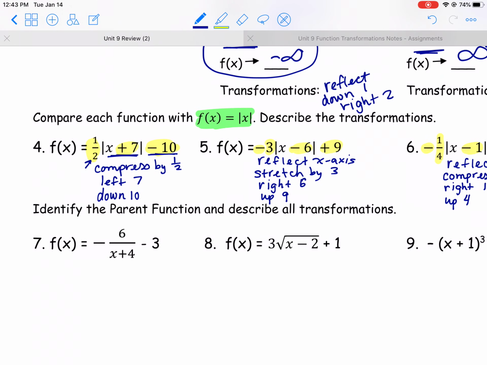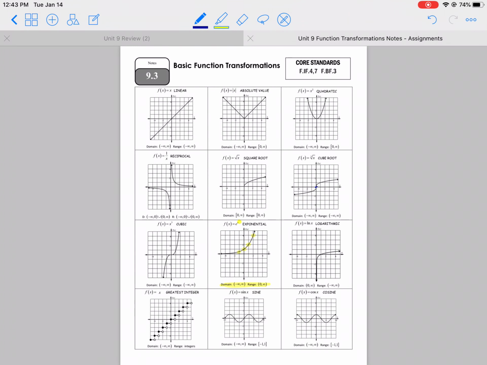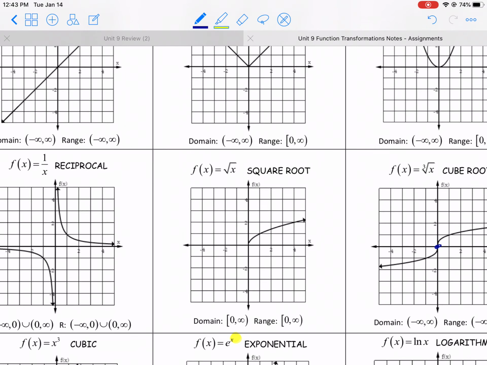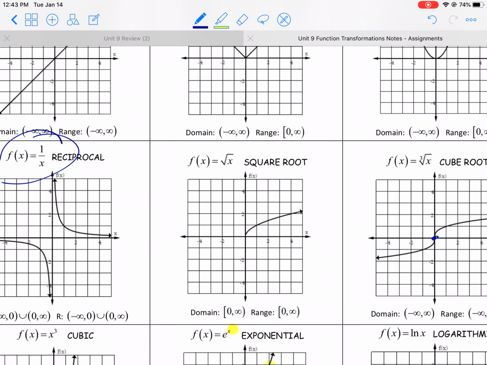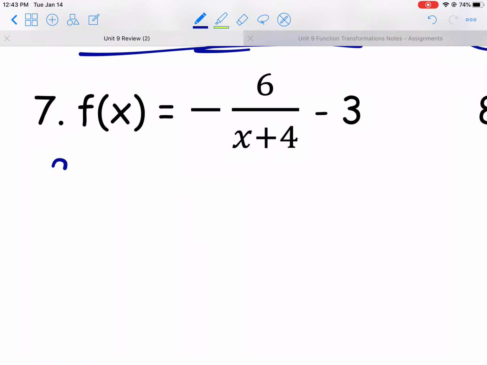All right. Number 7, 8, and 9, they want you to identify the parent function and describe all the transformations. Okay, so we have a couple things going on here. Now, to identify the parent function, I think it's worth taking a look at this, right, and looking at each function, seeing which one this fits with, and I think it's going to be reciprocal because we have a variable on the denominator. All right, so we're going to write what function it is, and I'm just going to write the equation of the parent function like this. You could also write the word reciprocal, that's fine. Then I'm going to use that and identify all the things that are different than the parent function.